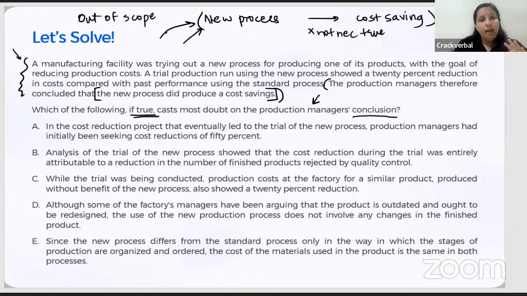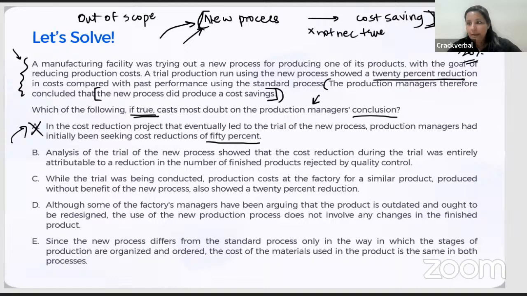Let's look. Option A tells me that in the cost reduction project that eventually led to the trial of the new process, production managers had initially sought cost reduction of 50%. My argument tells us that there was a 20% reduction. They had hoped for 50%, but they only got 20%. But in the end, what is the relationship saying? That the new process brought about cost saving. Even if it was only 20%, this fact tells us that this relationship is true. I'm looking for an option that says this relationship is not necessarily true, which means this is not my answer.